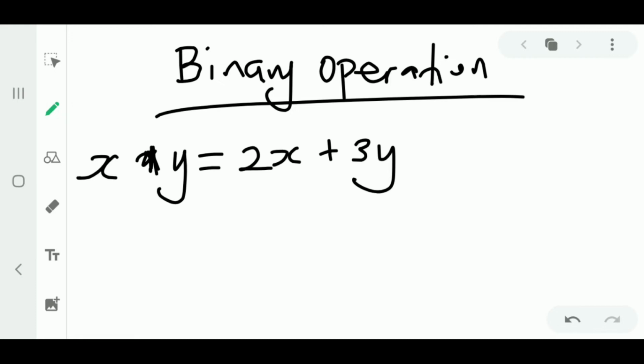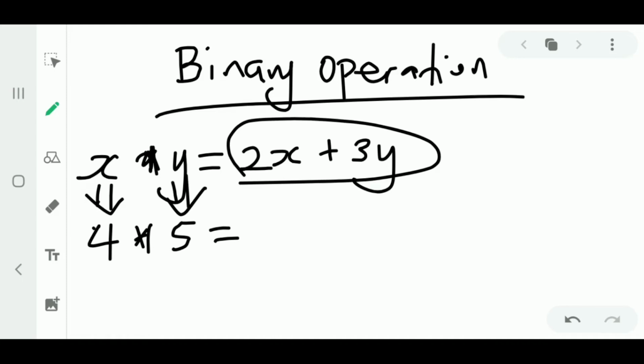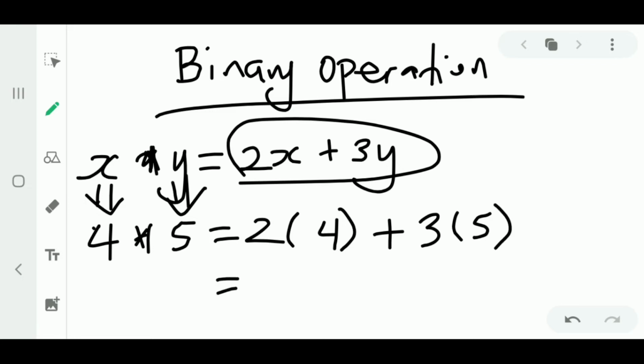So let's say we wanted to find 4 star 5. If you wanted to find this, you realize that x is where 4 is and y is where 5 is. So all you're going to do is substitute x for 4 and y for 5 here. So it is 2 times 4 plus 3 times 5. That's 2 4s, 8, plus 15, and that gives us 23.